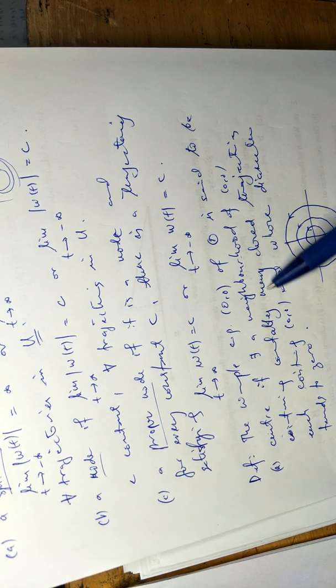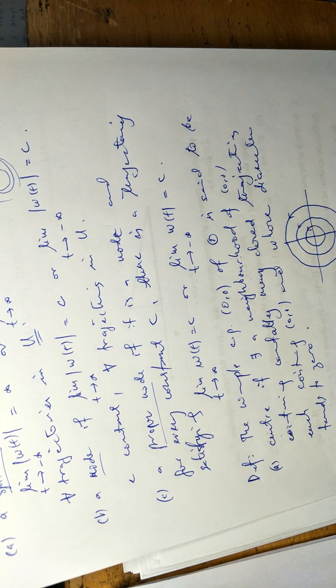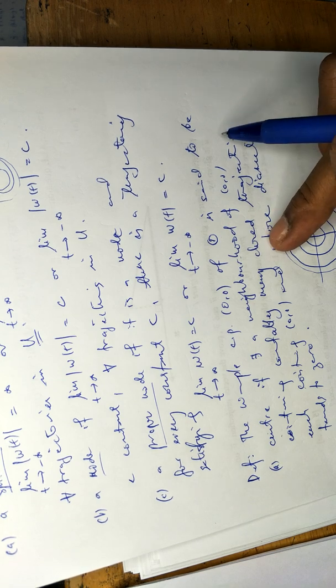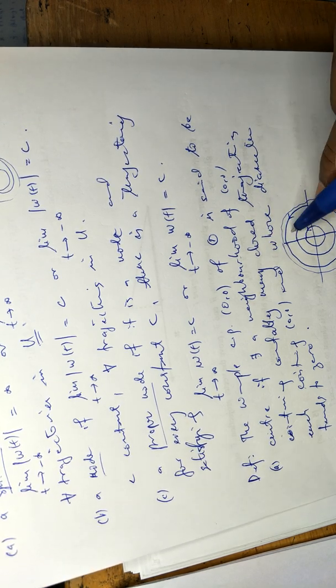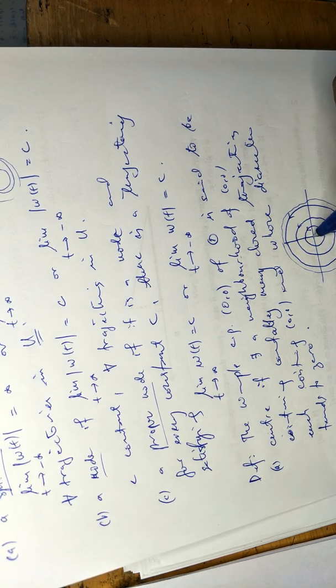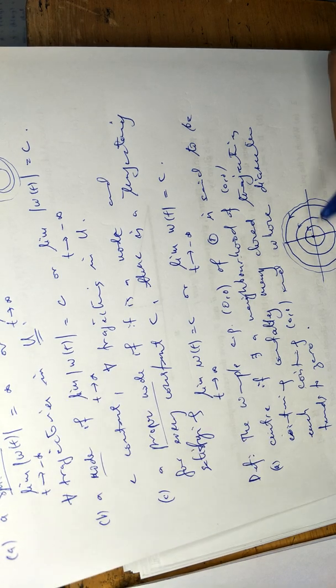If you consider a neighborhood, let's say this is our U, the neighborhood of (x naught, y naught), then we have countably many closed trajectories which contain the critical point. This is the critical point in the middle.